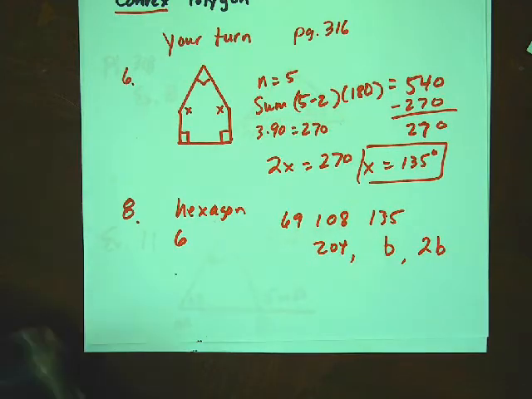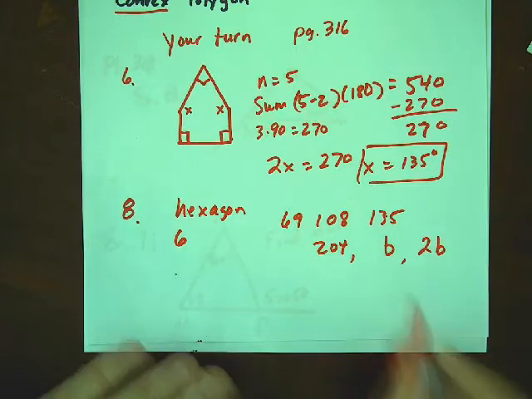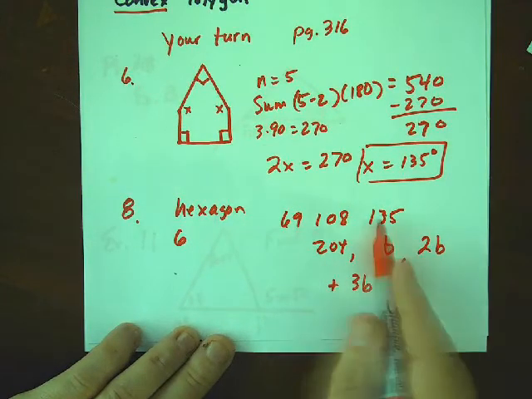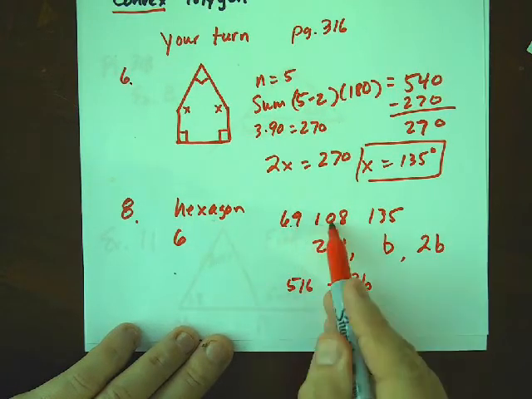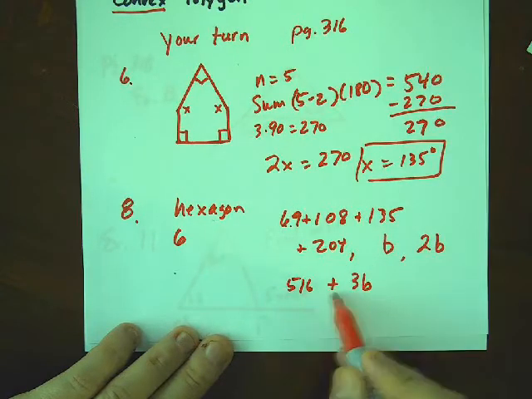Okay, so if we add those 3 together, plus B and 2B, B and 2B gives us 3B. And if we add these 1, 2, 3, 4 together, we get 516. Add this one, this one, this one. So this goes plus 516 plus 3B.